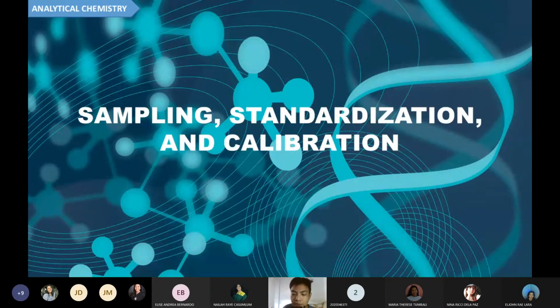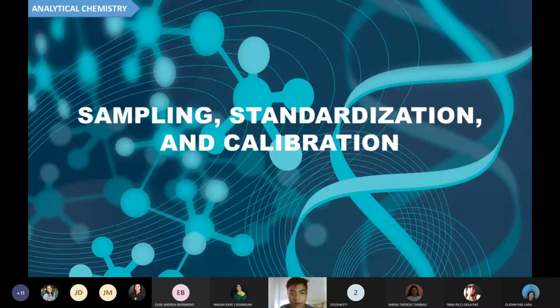Okay, so let's start chapter 2: sampling, standardization, and calibration. This chapter focuses on the conduct of sampling, how standardization is done, and how we calibrate measurements in analytical chemistry. So this is just kwento. Wala tayong solving dito.